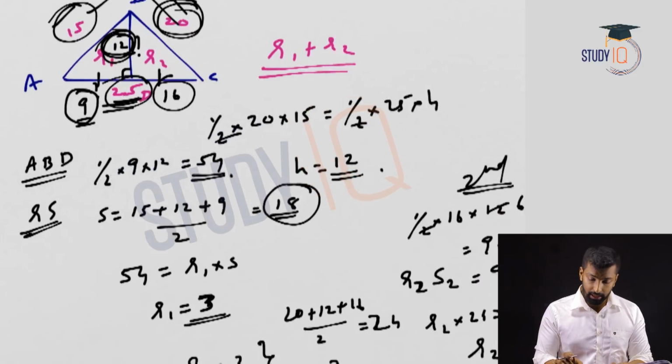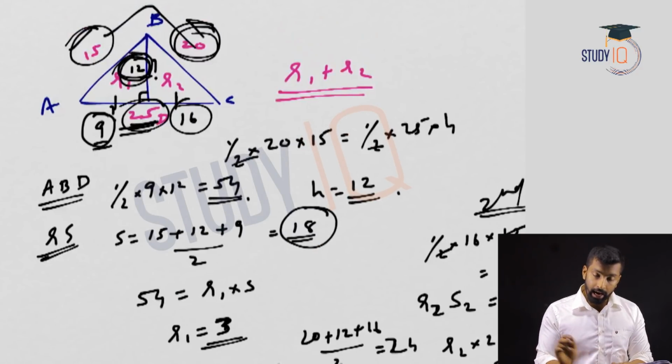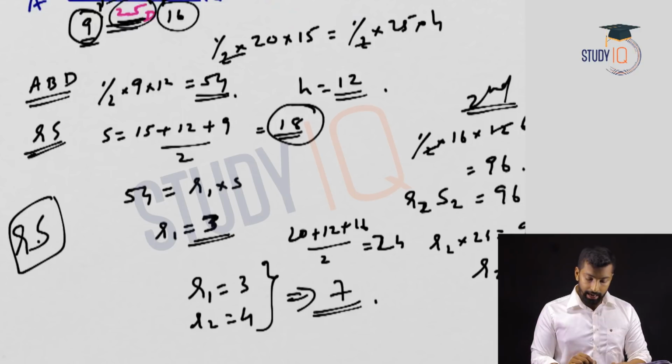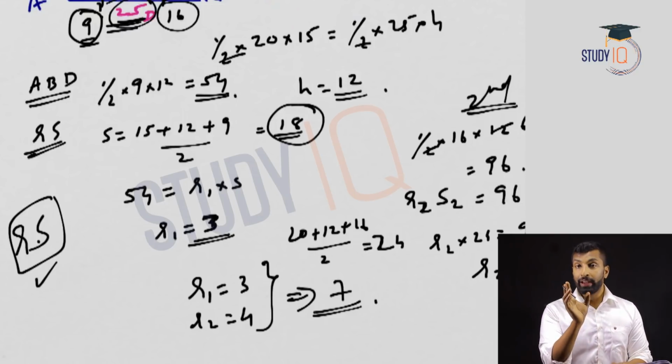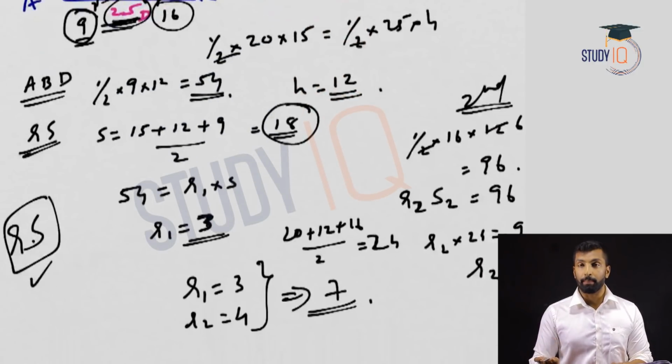Very difficult question, but how we did it? We just got the height by equating with the area. After getting the height, we got R1 and R2 by using an alternate formula for area, that is rS. Okay, so rS is the area of the triangle if inradius and three sides are given. So we can get it from the first case and second case, and we can get R1 and R2, and we got the sum. Now, is there any shortcut for this?